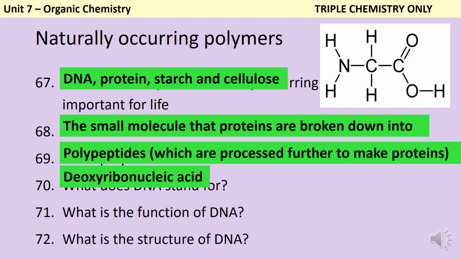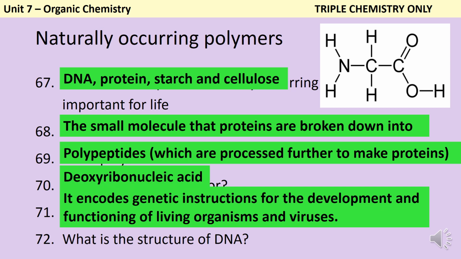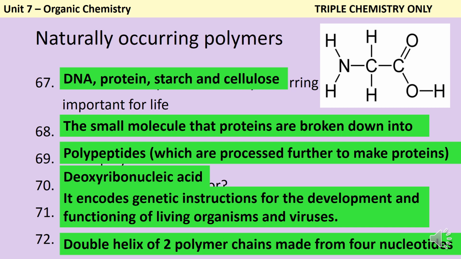DNA stands for deoxyribonucleic acid, and the point of DNA is that it encodes genetic instructions for the development and functioning of living organisms and viruses. So each gene, each section of DNA is going to code for a particular protein that an organism needs to make. DNA is a double helix. It contains two polymer chains which are twisted together in a sort of helter-skelter staircase, and they're made out of four complementary nucleotides: adenine, cytosine, guanine, and thymine.